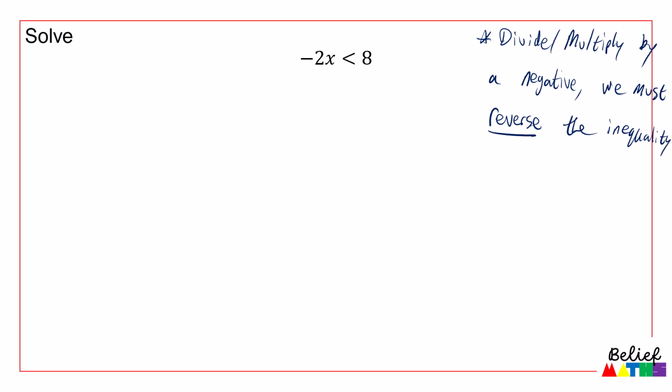Now what does that mean? Well, in this case, to get x on its own, we have to divide both sides by 2. Sorry, by 2. So we divide them both by -2. That makes this side x and makes the other side -4.